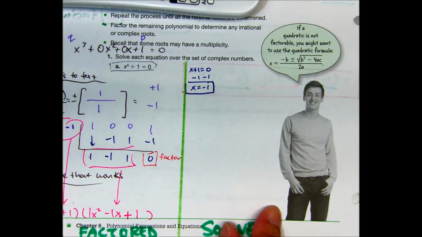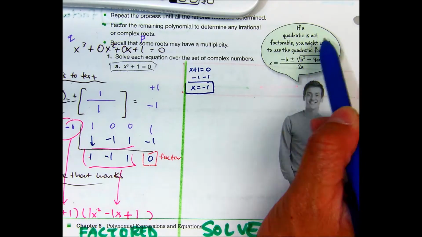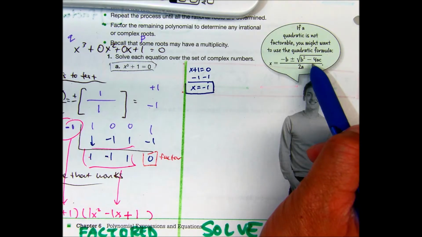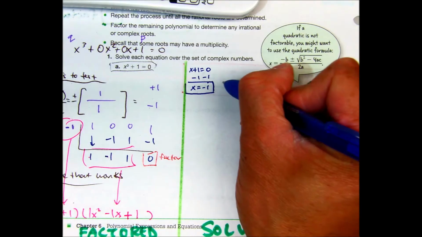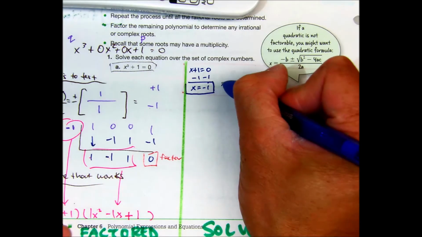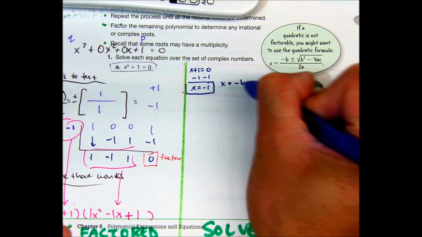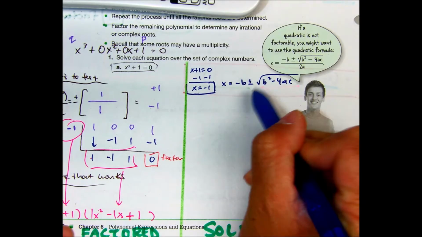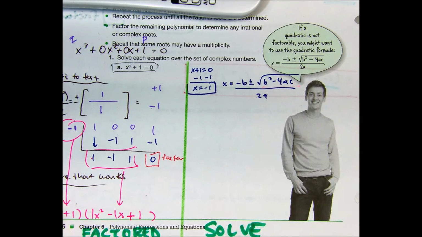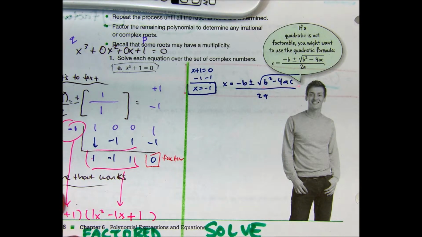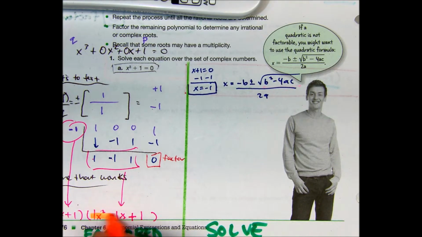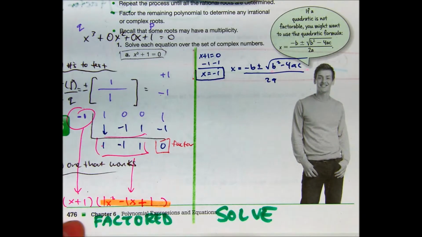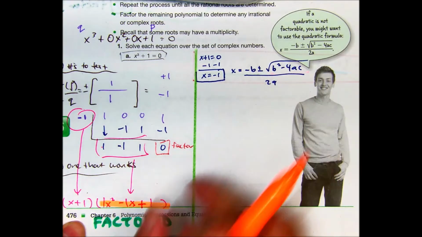Good thing for the bubbles. If a quadratic is not factorable, you might want to use the quadratic formula. Alright, so this is what you're going to do. Your numbers are here in orange. You're going to use the quadratic formula to solve for x.